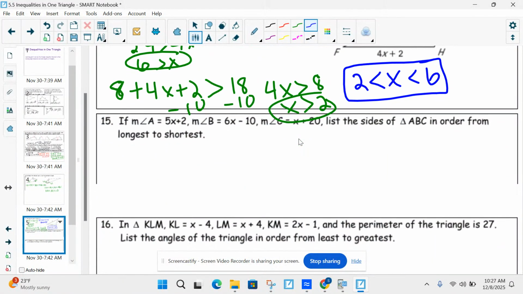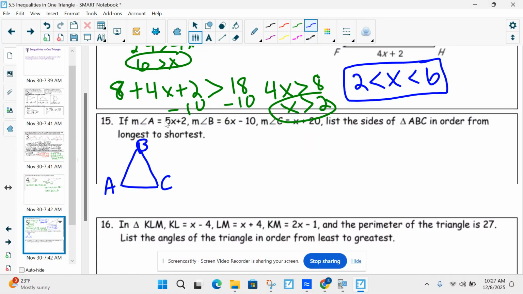Okay, for number 15, it says the measure of angle A is that, which gives us the measures of angles B and C. List the sides in order from longest to shortest. I'm going to draw the triangle itself, just a generic triangle, and I know that the angles add up to 180. So I'm going to add up these three expressions and set it equal to 180 to figure out what x is, plug it back in to figure out the angle measures, and then we'll look at the sides.